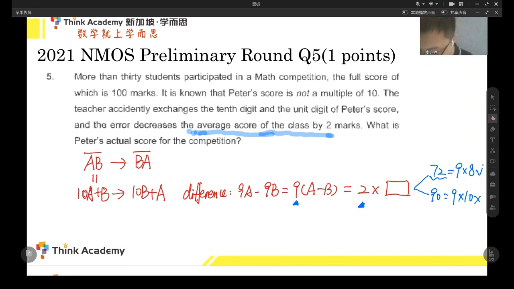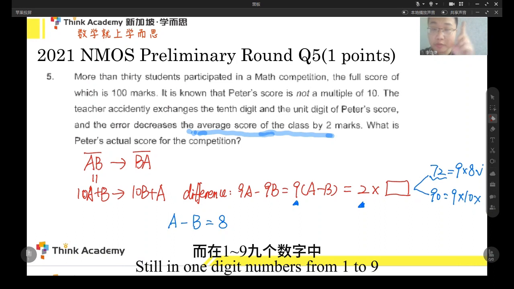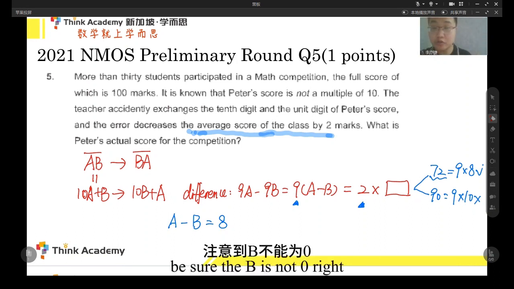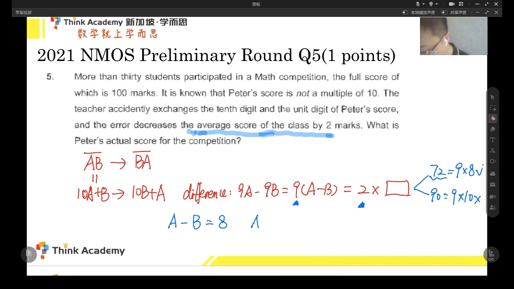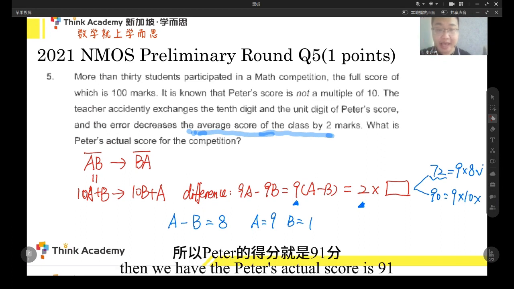Then we have A minus B equal to 8. Still, in one-digit numbers from 1 to 9, be sure that B is not 0, right? So there is only one pair: A should be 9 and B should be 1. And then we have Peter's actual score is 91.